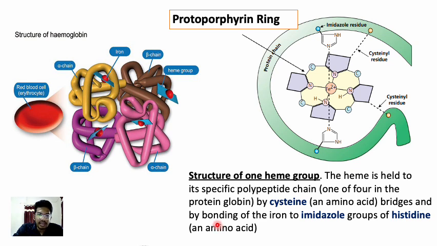You can see that this heme is held to a specific polypeptide chain of the protein globin by a cysteine. A cysteine residue will be there, and an imidazole residue will be there. This will form a bridge. See, bridge formation. And this is the one that keeps the heme in place. It is bound to the peptide chain or the protein by the cysteine residue and the imidazole residue of the peptide or the protein.